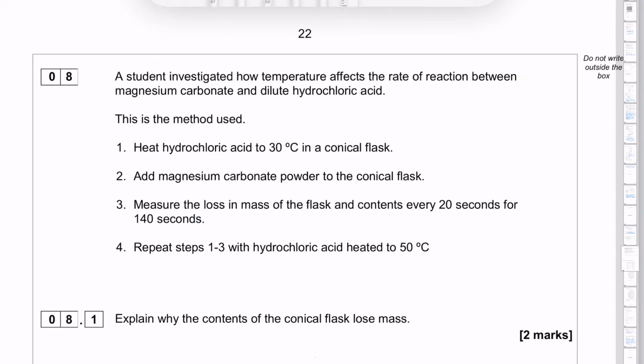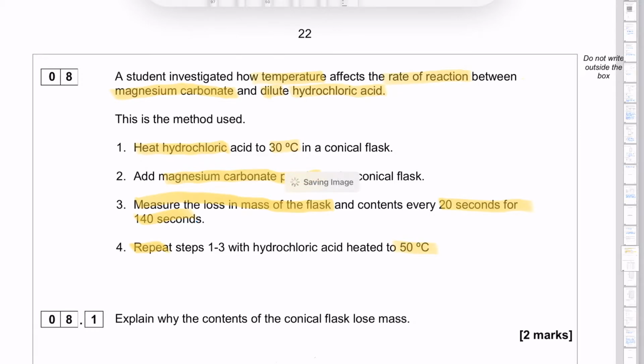A student investigated how temperature affects the rate of reaction between magnesium carbonate and dilute hydrochloric acid. The method used: heat hydrochloric acid to 30 degrees C in a conical flask. Add magnesium carbonate powder to the conical flask. Measure the loss of mass in the flask, so the flask must be on the scale, every 20 seconds for 140 seconds. Repeat for 50 degrees C.